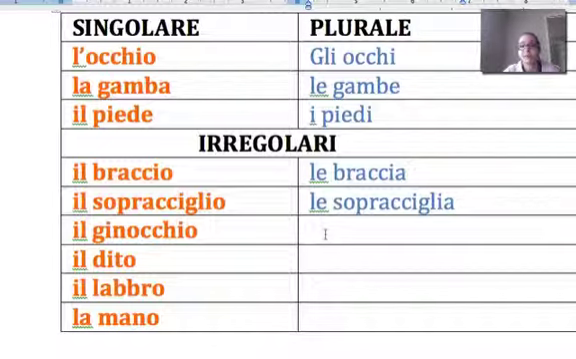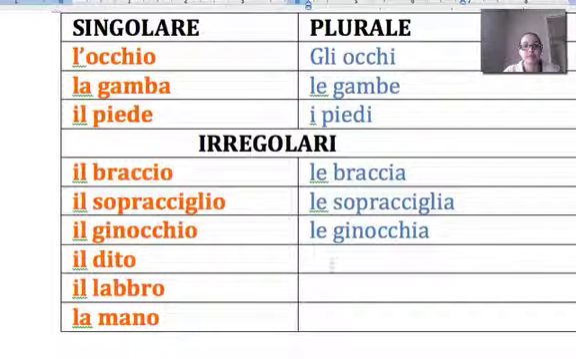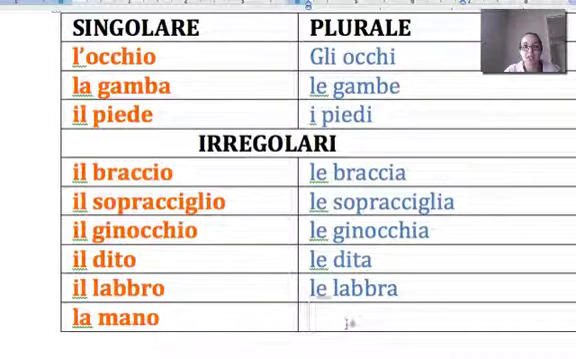Il ginocchio, once again, very similar. It becomes le, and it's ginocchia. Il dito, again, very similar, le dita. Il labbro, same thing happening, le labbra. And mano changes quite a bit, doesn't follow this pattern, so you can see the pattern is that the il, the masculine article, becomes a feminine plural article, and the O, instead of changing to an I, becomes a singular A. La mano instead follows a different pattern, and it becomes le mani.